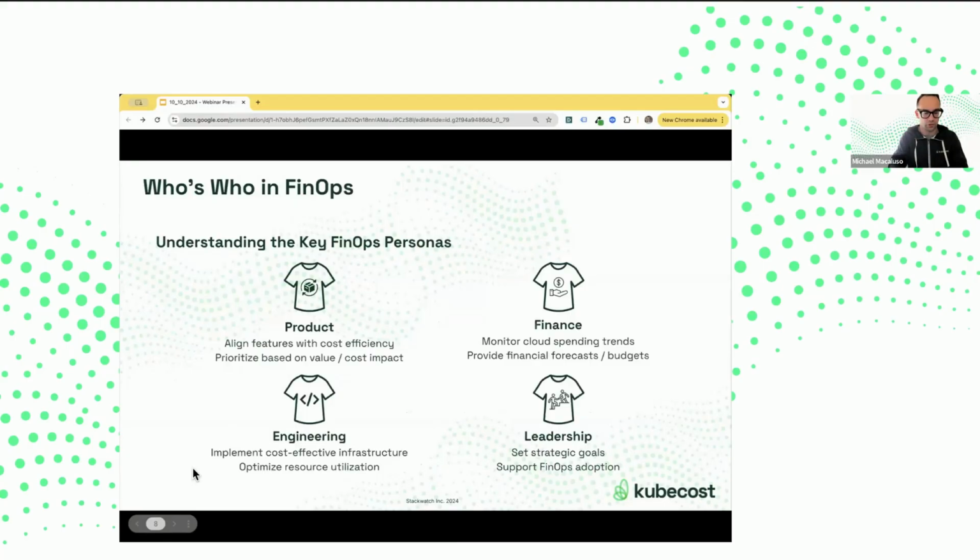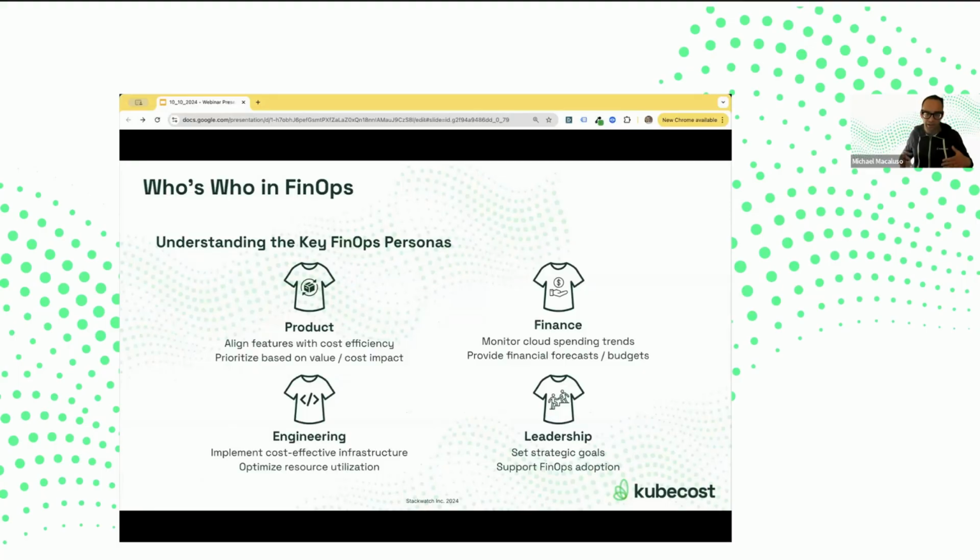So, all right. Who is who in key FinOps personas? Identified 4 here. Obviously, if you look at some of the FinOps literature, they've really expanded it. But I think for this conversation, these 4 are the most important.